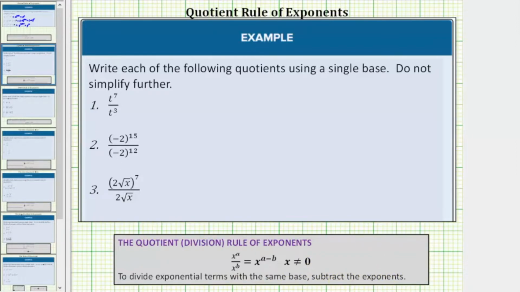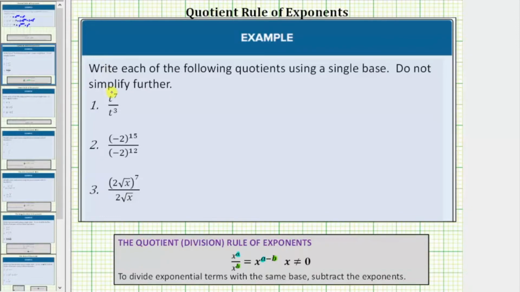However, it is important to recognize that when we find this difference, it's always the exponent of the numerator minus the exponent of the denominator. We will see why this rule makes sense after we take a look at number 1.